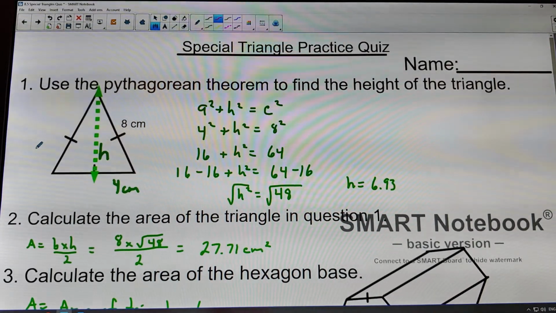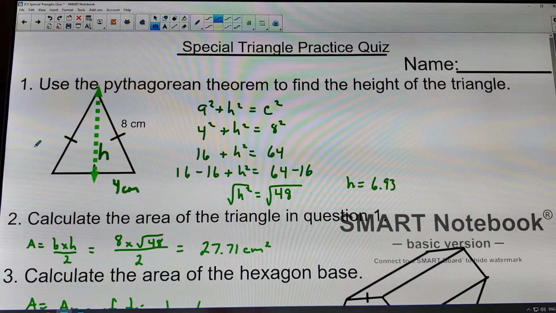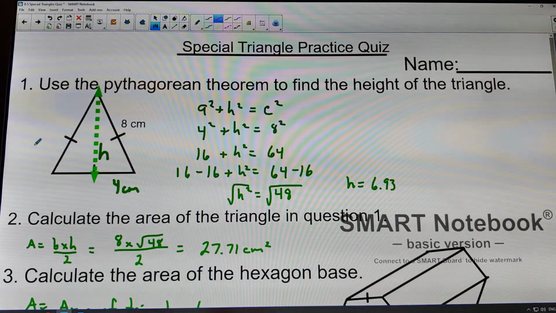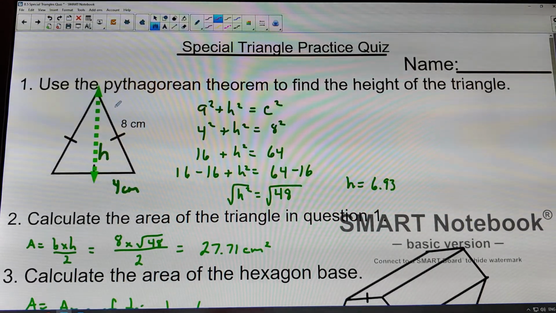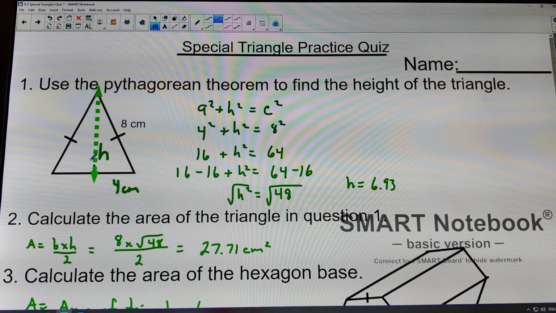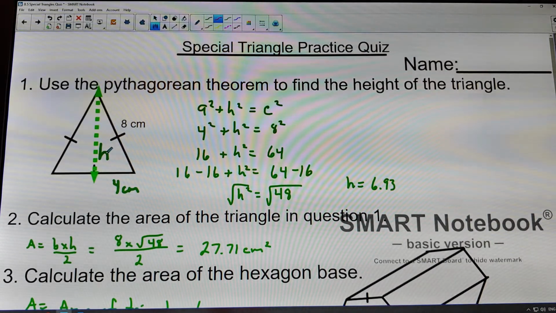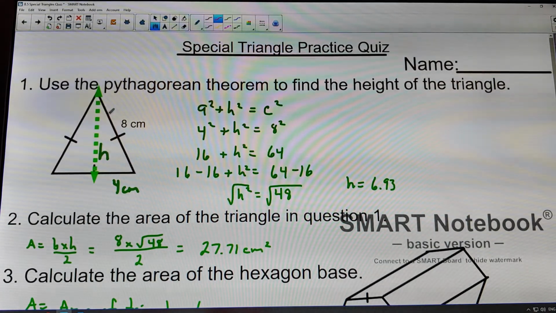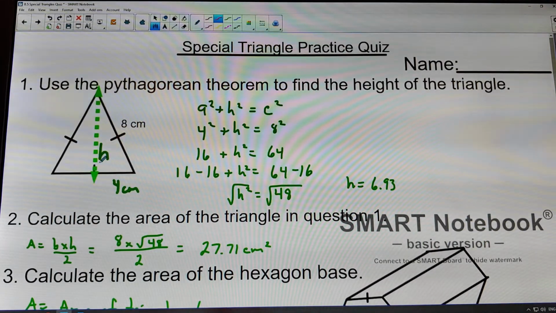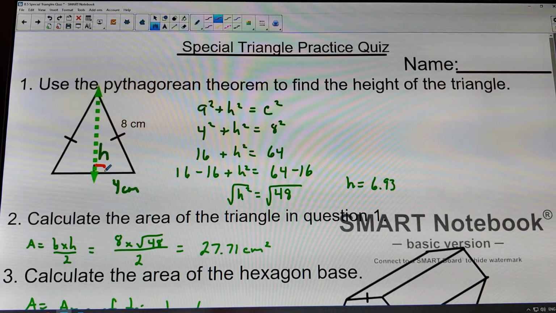Okay, so going over our practice quiz. The first question said use Pythagorean theorem to find the height of the triangle. We had an 8 centimeter equilateral triangle sitting there. I drew in the height, marked as H, and we're paying attention to this half of the triangle to get the height. So this bottom would be 4 centimeters. This long edge would be 8, and obviously the right angle is sitting right here.